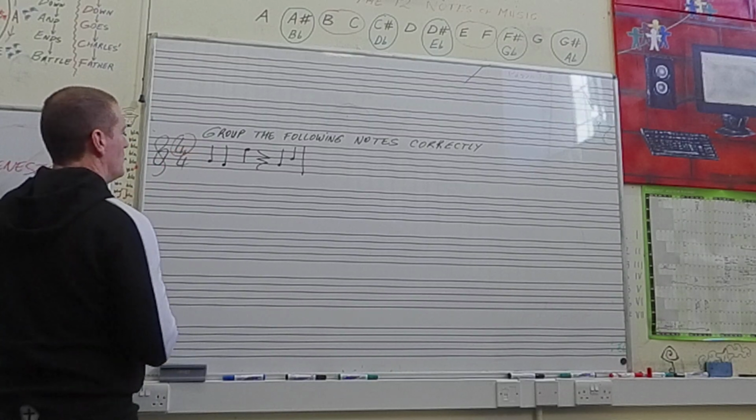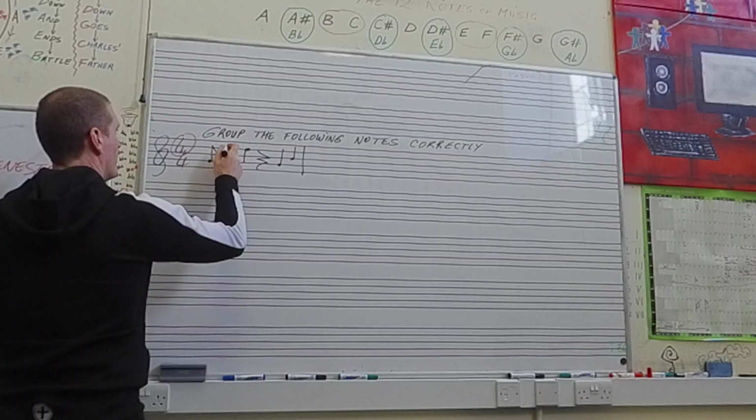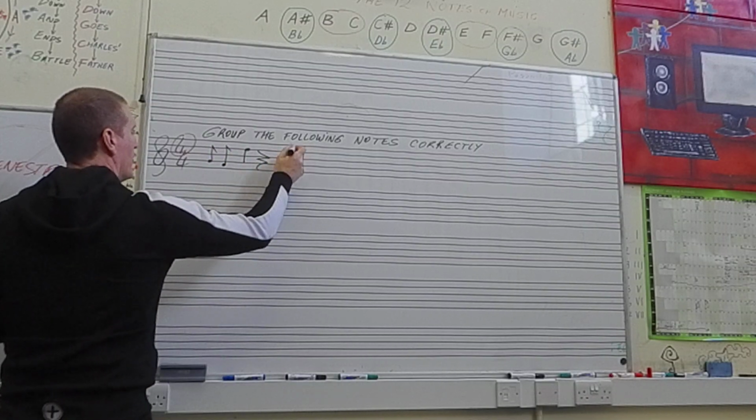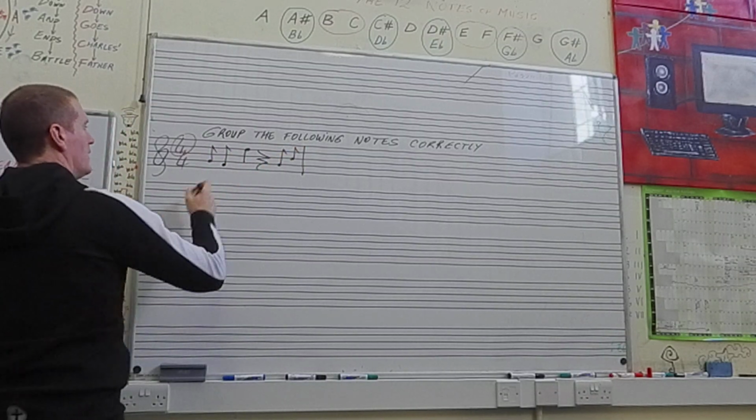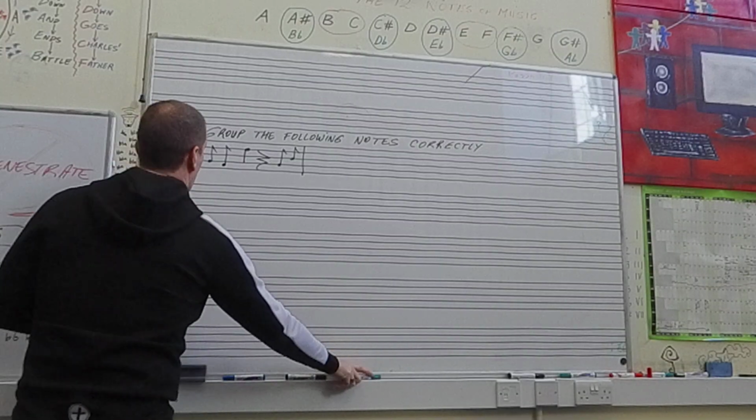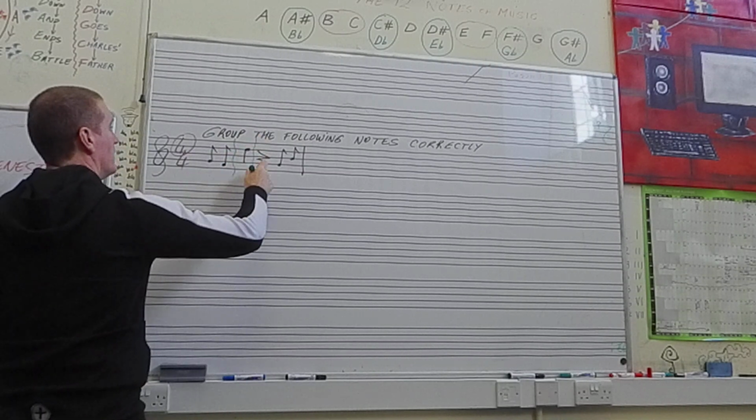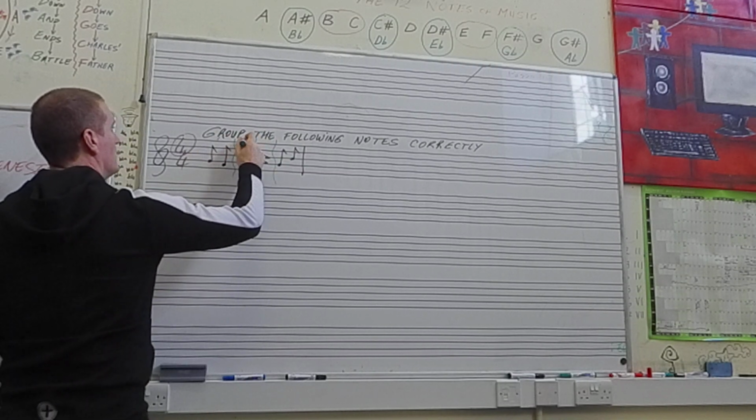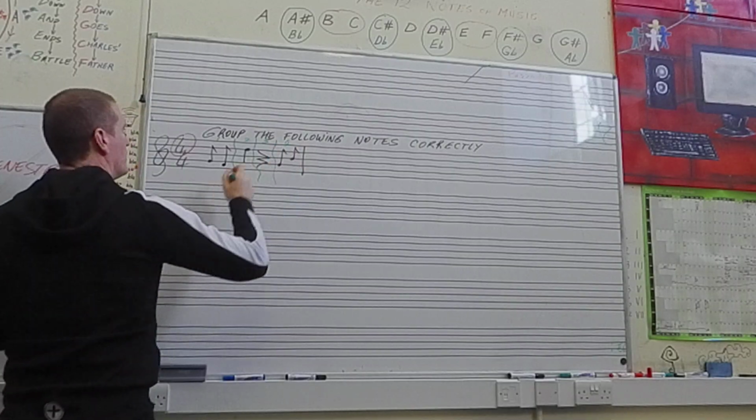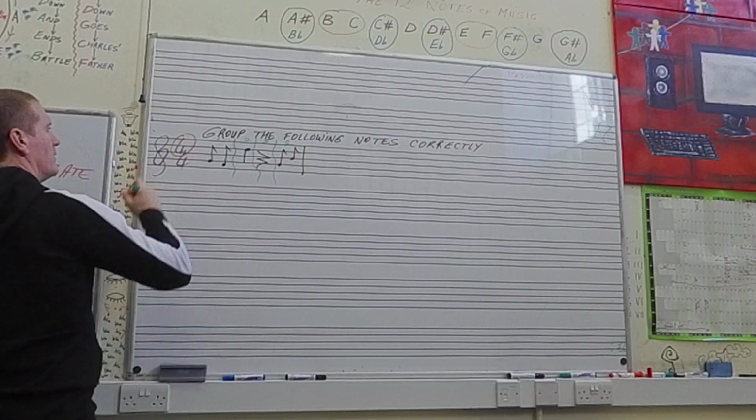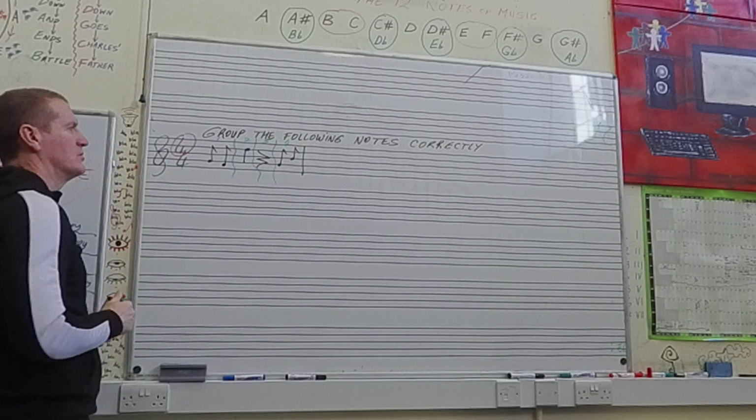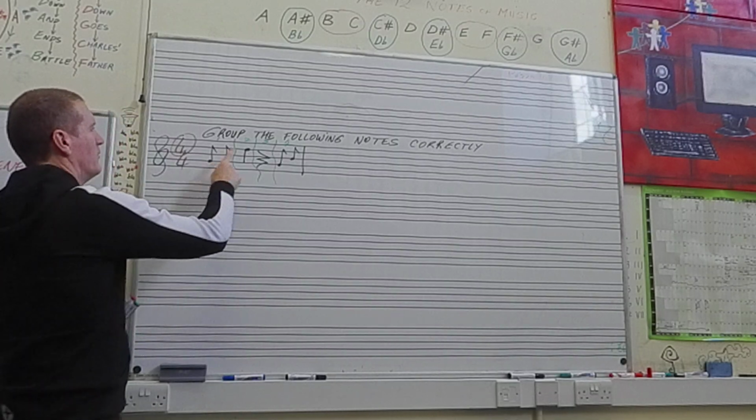So you identify the value of each note and you group them correctly like the following. So you divide this bar into 4 beats because this top number in the time signature tells you that there are 4 beats in the bar.